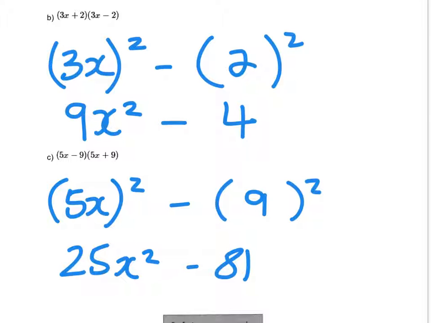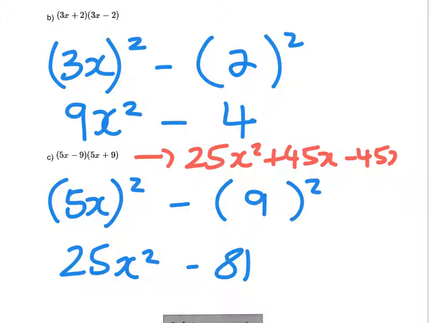Now look, if you were to expand this like normal, if you were to do 5x times 5x, you're going to get 25x squared. 5x times 9, you would get 45x. If you did minus 9 times 5x, you get minus 45x, and then you would get a minus 81. Okay? And you would see then that the plus 45x and the minus 45x would cancel out, and you get 25x squared minus 81. So you can actually expand it out normally, or you can just recognize the pattern that it's a difference of two squares and use that. Okay?